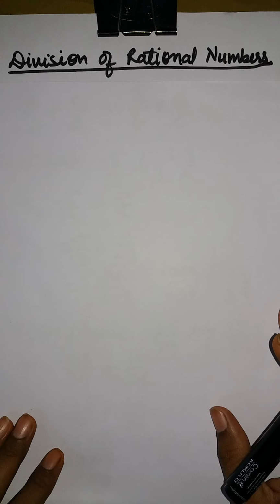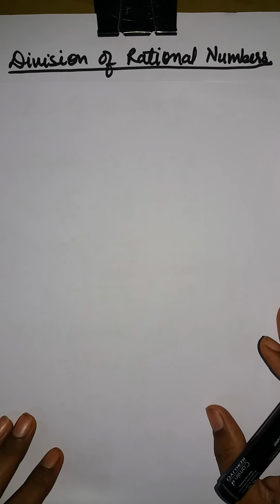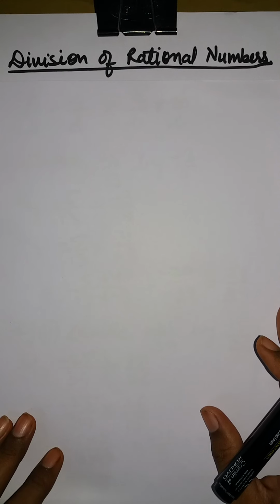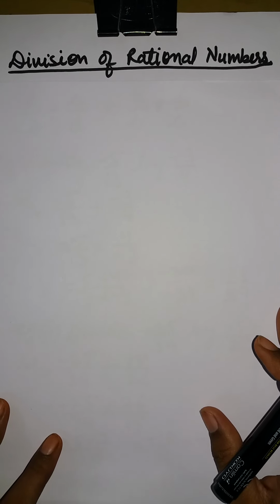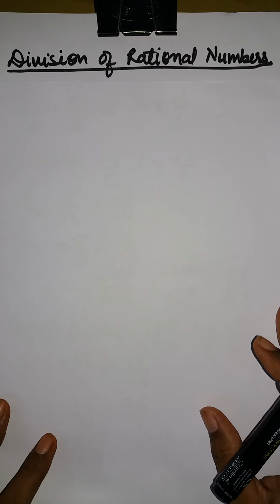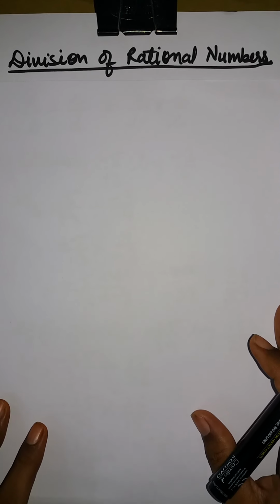Next topic is division of rational numbers. We know that division is the inverse of multiplication. So, to divide a rational number by another rational number is the same as multiplying the first number by the multiplicative inverse or the reciprocal of the second number.